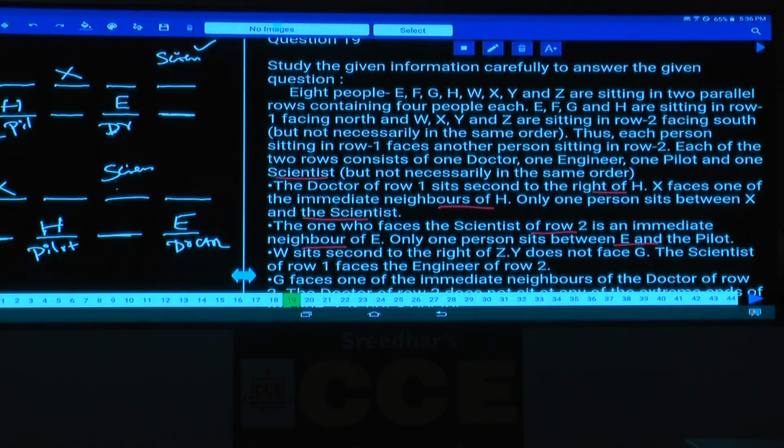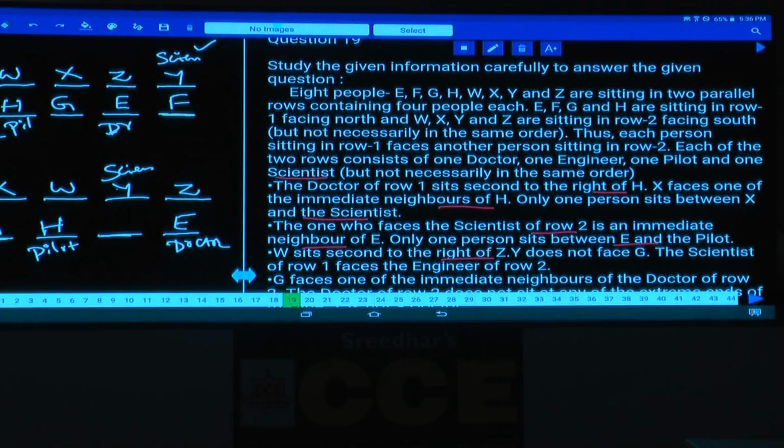W sits second to the right of Z. As W sits second to the right of Z, because these persons are facing south, W and Z will be here. If W, X, Z were done, Y will be here, and next Y will be here in the second case. W sits second to the right of Z, Y does not face G. As Y does not face G, G must be at this place, F will be here. G cannot be here, G and X are opposite.